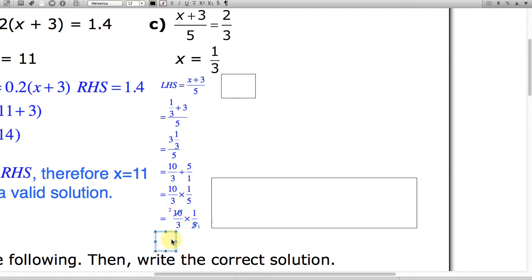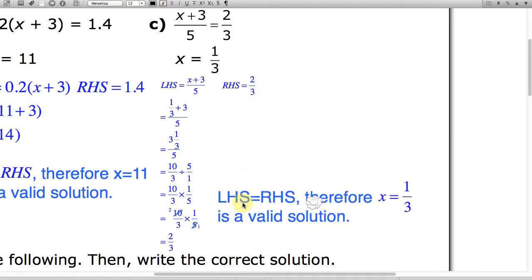And that means to get the answer here for what is the value of the left-hand side when x is equal to a third, you just have to do 2 times 1 and 3 times 1, and that gives you 2/3. Now we can see that the left-hand side is this time equal to the right-hand side, so therefore we can say that since the left-hand side and right-hand side are equal, x equals 1/3 is a valid solution for this equation.